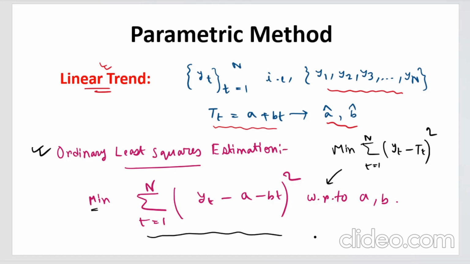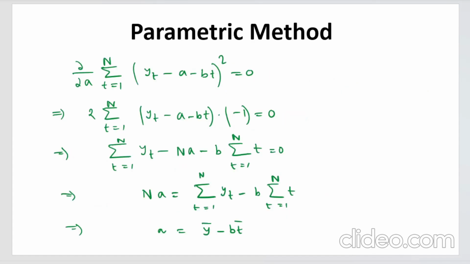Now for that, you need to find the normal equations. You need to minimize this expression with respect to a and b. We minimize the error sum of squares with respect to the parameters that we want to estimate, that is, the values of a and b. If you do that, the first order necessary condition is to take the partial derivative of this expression and set it equal to 0, and this will give you your first normal equation.